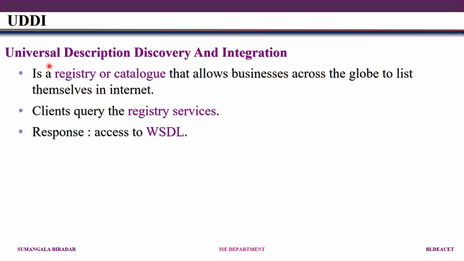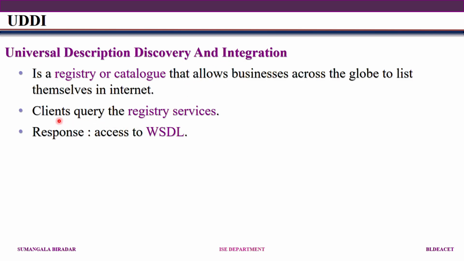Next, one more thing is there, that is UDDI, Universal Description, Discovery and Integration. It is a registry or a catalog that allows businesses across the globe to list themselves on the internet. So what web services are available, all those web services you will get globally, that is what you call Universal Description, Discovery and Integration.